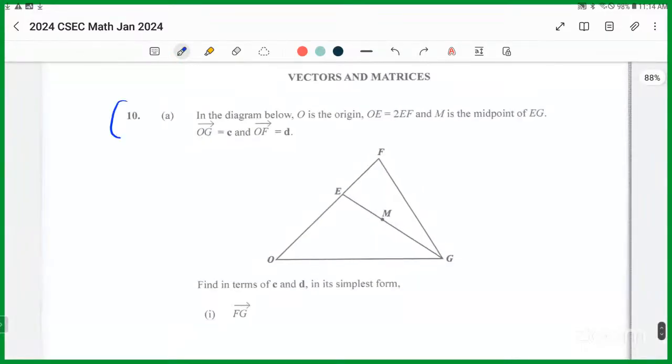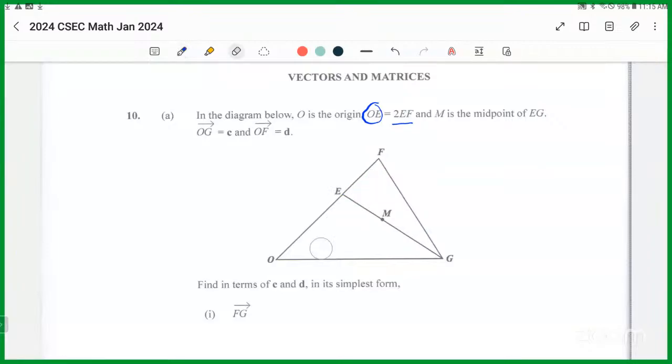It is number 10. So vectors is always one of the questions, well, part of the last question on the exam paper. That's what they set it on paper 2. It's also on multiple choice. Now this question says, in the diagram below, O is the origin, and OE is 2 times EF. So this length is 2 times this length. So basically, there are 2 of these inside here, 2 of them.